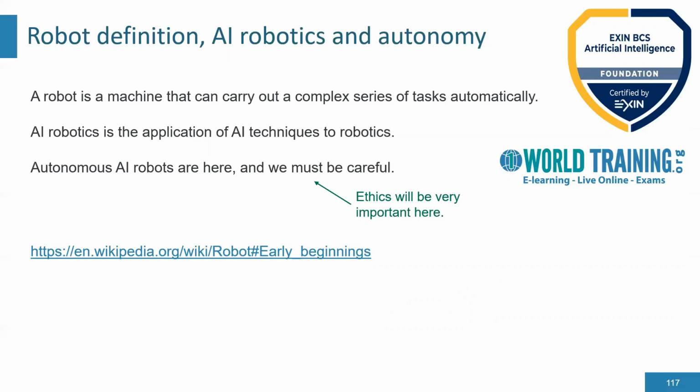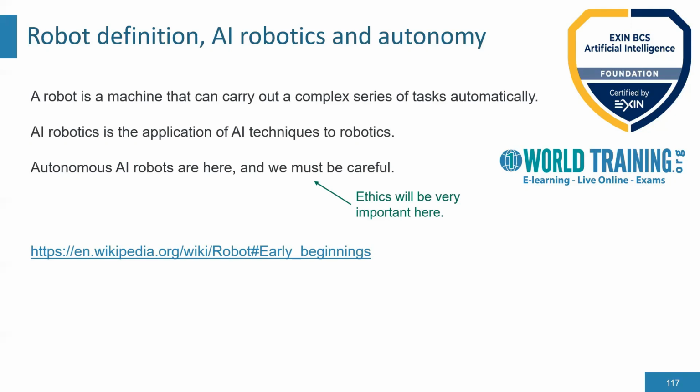So now, what is AI robotics? AI robotics is an application of artificial intelligence techniques or technology to robotics. When you try to implement artificial intelligence concepts in the arm of robotics, then we call that AI robotics. And then, what are autonomous AI robots?